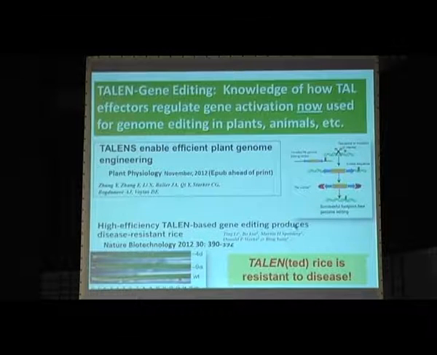He used the TALEN editing properties to modify the promoter of an R gene and actually generate a plant. He makes it so the plant can't recognize the effector, and generated plants that are resistant. And this was published last year. So his TALEN-edited rice is resistant to disease. So these molecules are very useful, and they've really revolutionized biology.